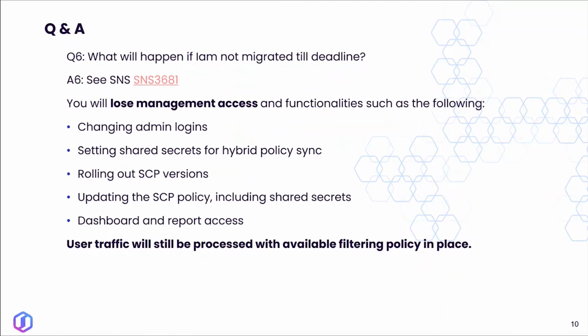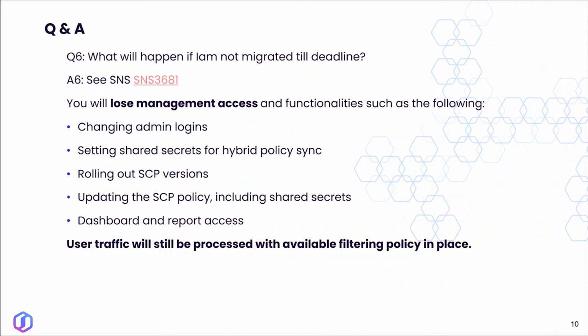What will happen if not migrated till the deadline? So we gave the information already in the SNS and the reminder messages we have sent. The most important and critical part is that once we pass the deadline, the management access will stop working. So you cannot do functionalities like changing admin logins, setting any shared secrets for your hybrid sync. You can't update or roll out the SCP versions or policies, as well as no access to the dashboards and the report information you have used in the past going over the cloud EPO.